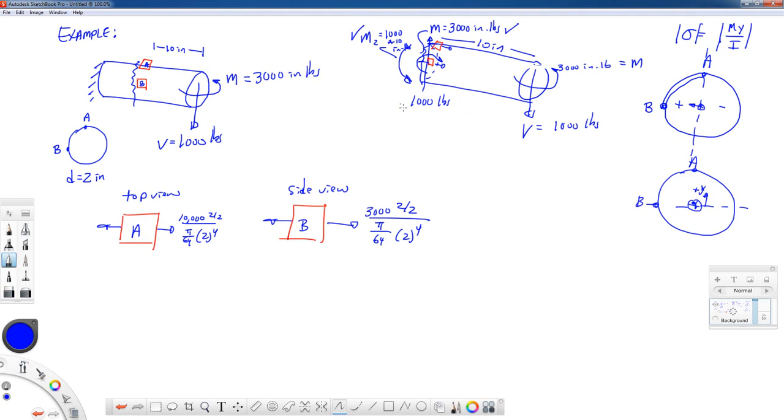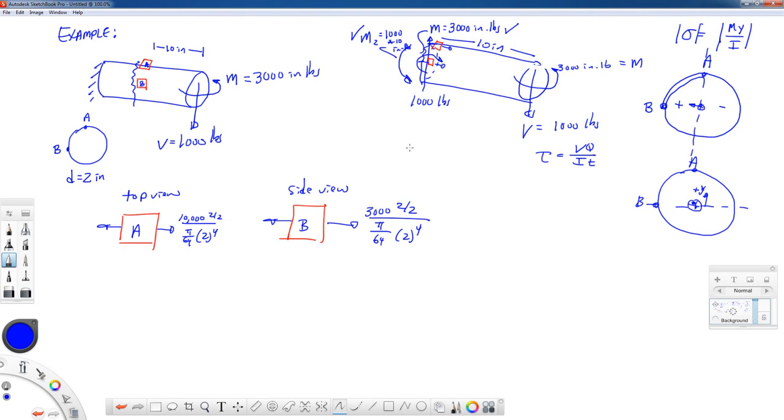Now let's take a look at this 1,000 pound force. That's a shear force, and the way that we calculate transverse shearing stress in beams is using that force with the formula tau is equal to VQ over IT. These problems really depend on you knowing all the other things that we've talked about as far as stresses go throughout the semester. So if you're not familiar with some of these formulas, go back and refresh yourself.